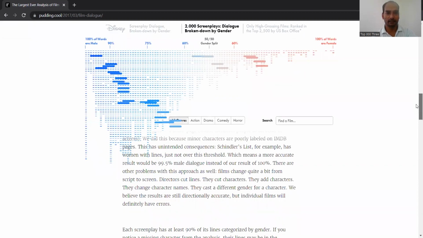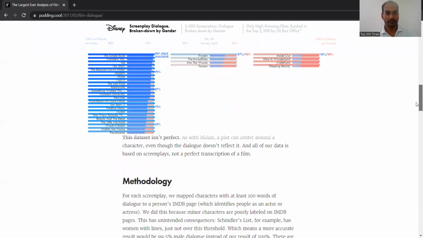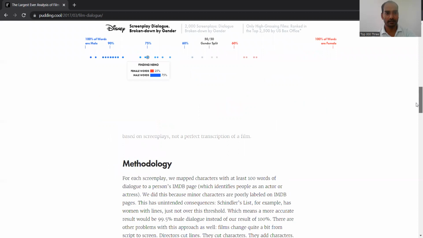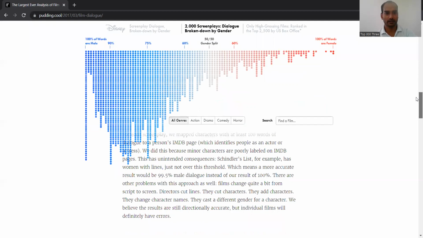Similarly, if we drag down, there is other data, like 100% of words male, 90%, 75%, 60%, 50-50. Here you can see these are the point data. Here is the movie Darkest Star: female words 0%, male words 100%.